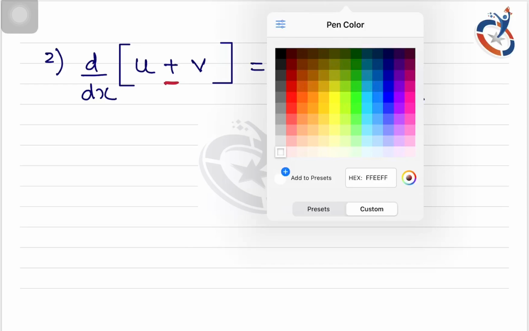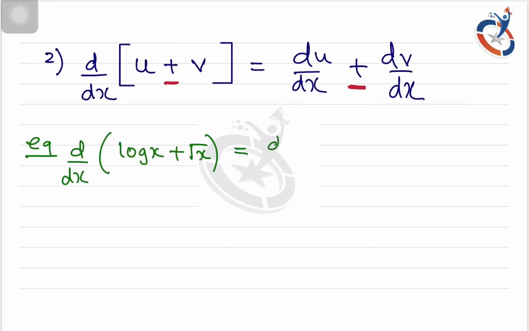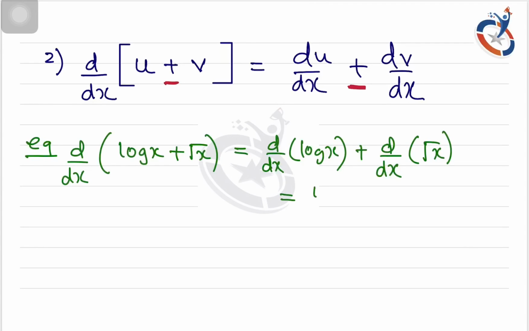Suppose I ask you what's the derivative of log x plus root x. So you can take the derivative inside. This becomes derivative of log x plus derivative of root x. And you can write the answers. Log x ka derivative is 1 by x and root x ka answer is 1 by 2 root x. Clear? So you can write the answer directly. Again I am saying log x ka derivative is 1 by x and root x ka 1 by 2 root x.